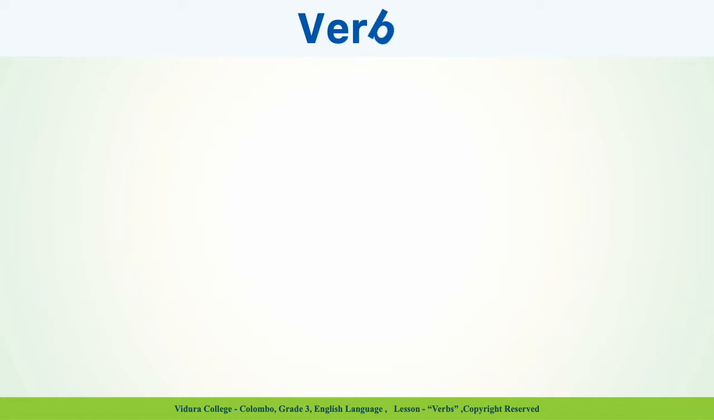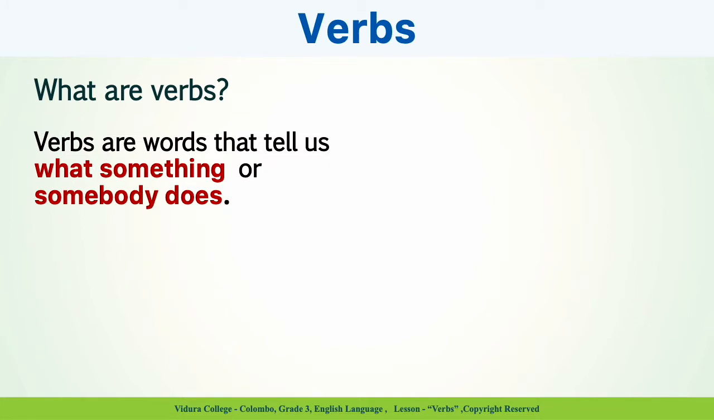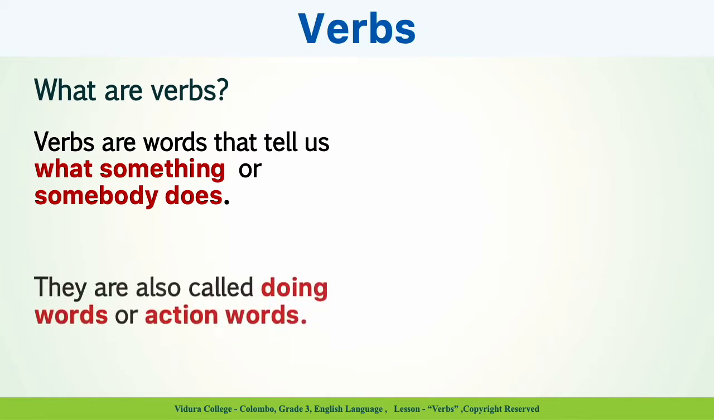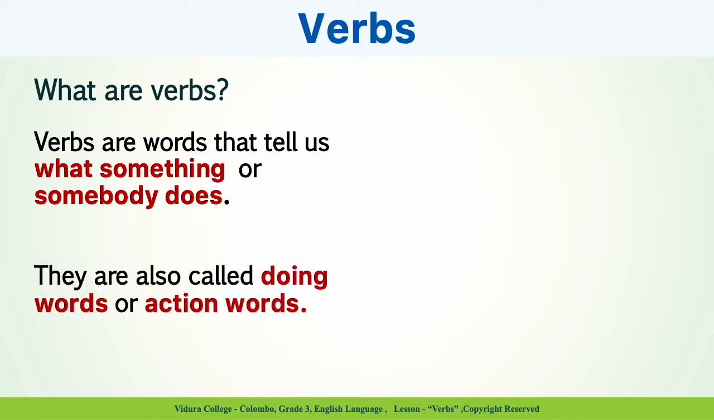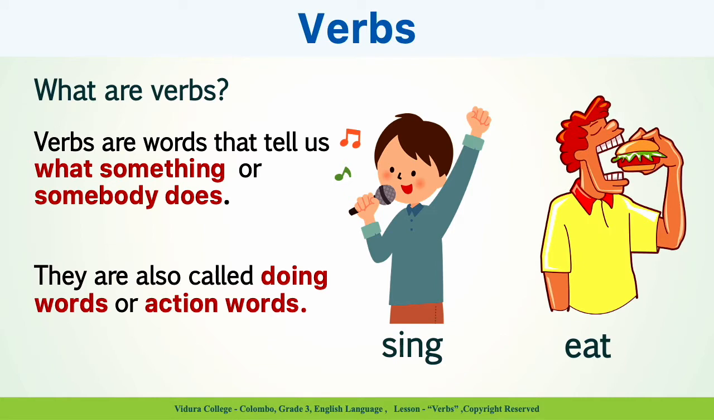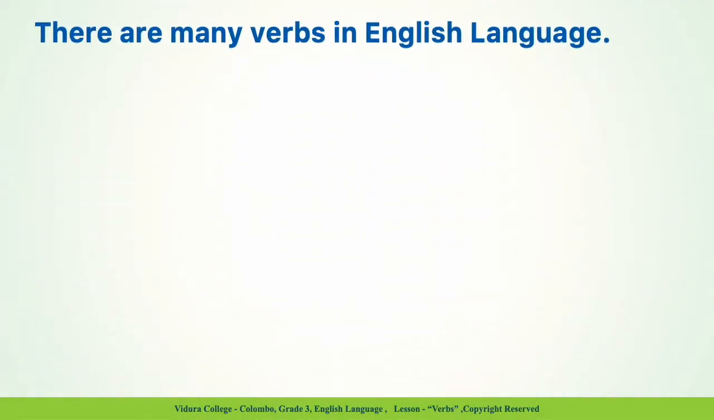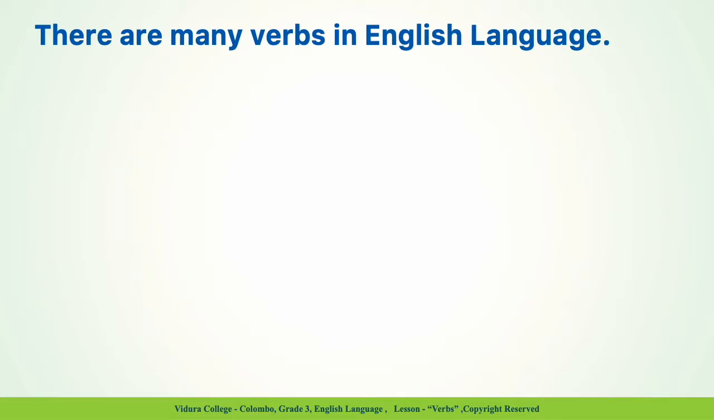Verbs. What are verbs, children? Well, verbs are words that tell us what something or somebody does. They are also known as doing words or action words. Examples: sing and eat. So, my dear children, as we all know, there are many verbs in English language.